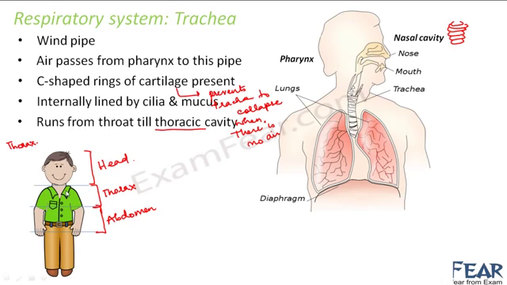The lungs are present in the thoracic cavity. What determines the border of the thoracic cavity? Diaphragm. The diaphragm is a muscular structure which denotes the end of the thoracic cavity. So the lungs are situated within the thoracic cavity, and this trachea starts from the throat and ends in the thoracic cavity. What are the organs situated in the thoracic cavity? The lungs and the heart, right? So this trachea runs from the throat till the thoracic cavity.